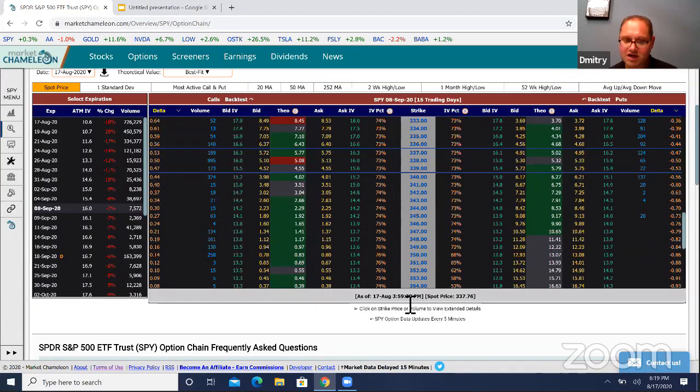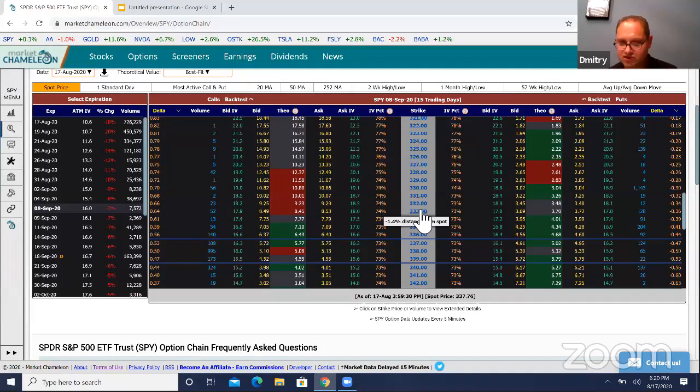So this is SPY, closed at $337, right? So look, this is a put option for $333. You have the right to sell it at $333. This is the right to sell it at $332. This one is $331. So they have different strike prices, right?